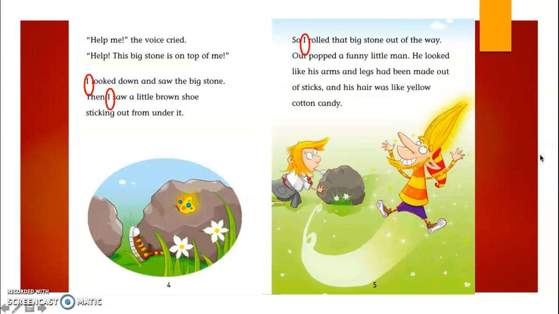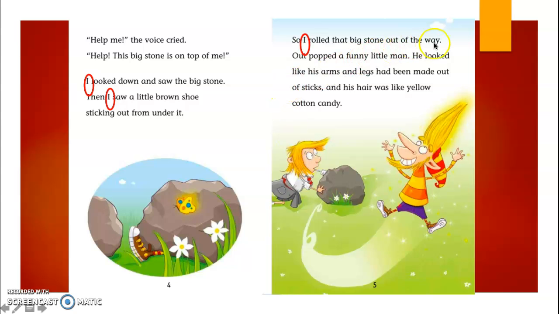If we were to continue reading the story, it says, "'Help me,' the voice cried. 'Help! This big stone is on top of me.' I looked down and saw the big stone. Then I saw a little brown shoe sticking out from under it." We see those words I circled. That tells me it's the character telling the story. The character is this boy. He's telling us what's happening to him.